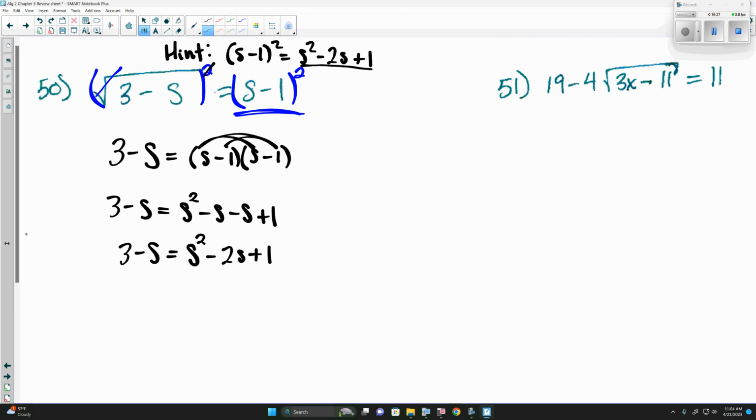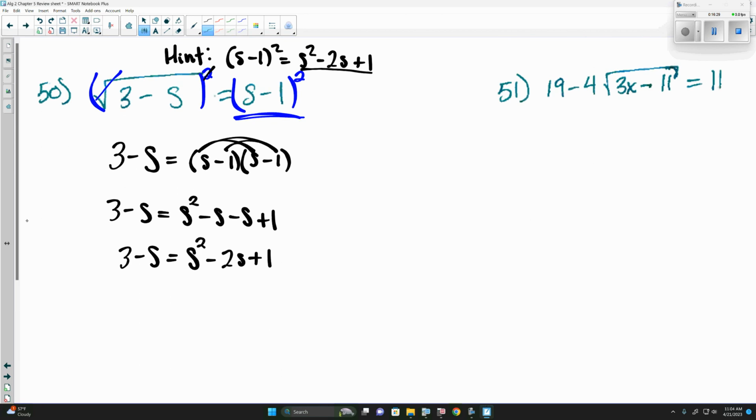Well, isn't that just what the hint told us, that s minus 1 squared would be s squared minus 2s plus 1? So if that does show up on the test, I'm providing that to give you all a little bit of help to be able to solve it just a hair faster. So we could have just gone from here down to here if we wanted.